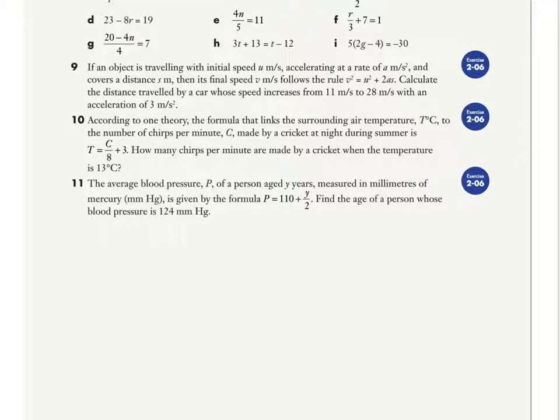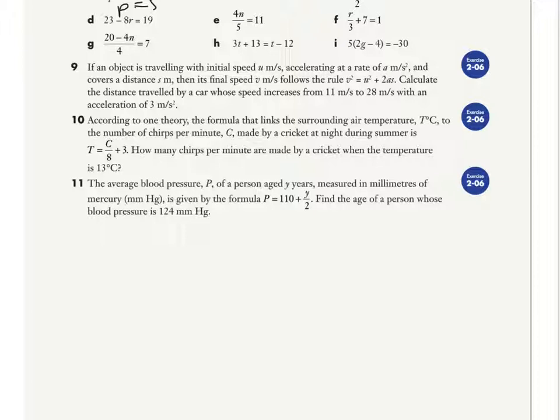Seven, okay, put 3,400 in B, so you get 3,400, take away 1,200 gets you 2,200, divided by 10 gets you 220, plus 480 gets you 700. Okay, 8. A, get rid of minus 4, so we plus 4, so you get 5p equals 25, divide by 5, and you get p equals 5.